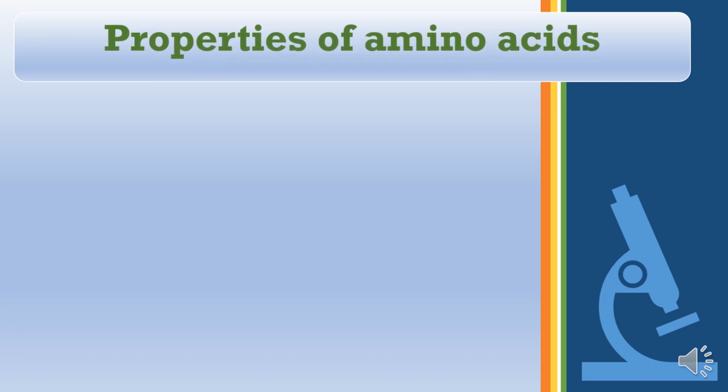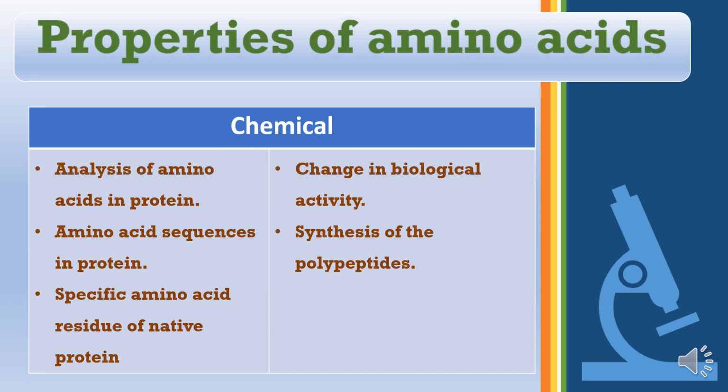Now let us see the properties of amino acids based on chemistry. Chemically, it is important for the identification and analysis of amino acids in protein, for the identification of amino acid sequence in protein, as well as the identification of specific amino acid residues of native proteins that are required for biological functioning, for example hemoglobin. Chemical modification of amino acid residues in protein molecules produces changes in biological activity, and synthesis of polypeptides for medical purposes.